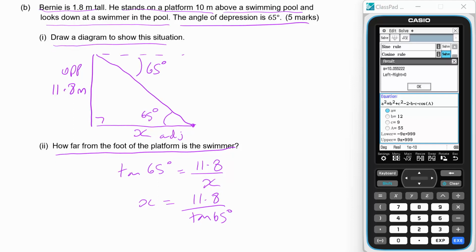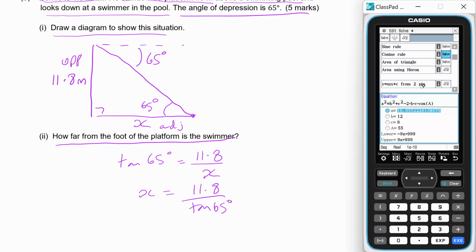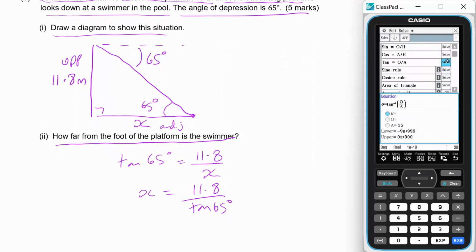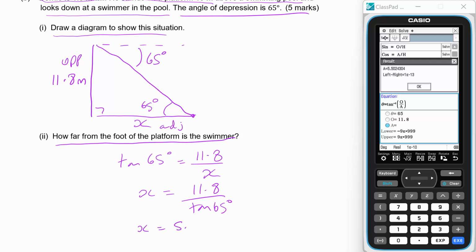And you could type that into your scientific. But while we're actually in the activities over here, why not just go to the tan? And we know that the angle was 65 and the opposite was 11.8, and we were trying to find the adjacent. And that gives us 5.50 meters.